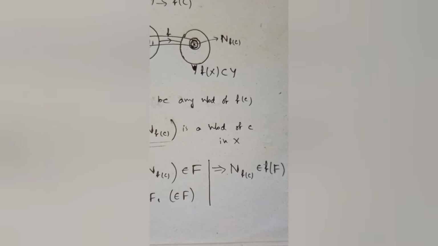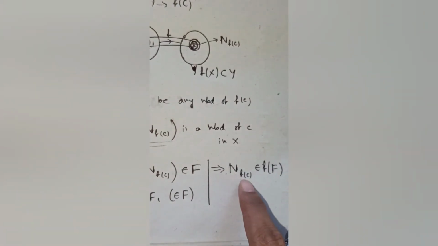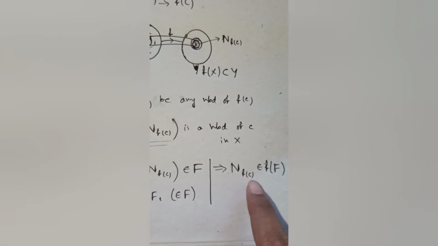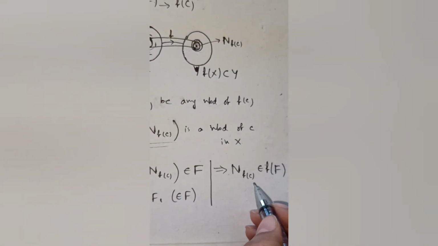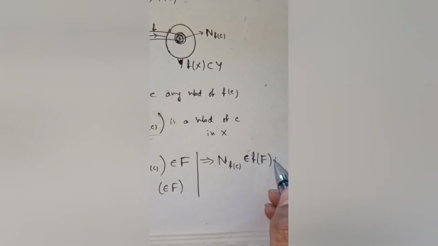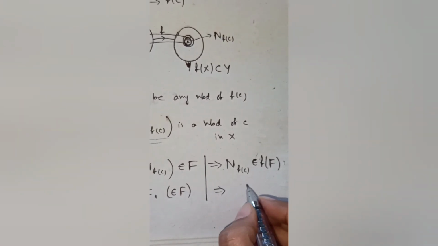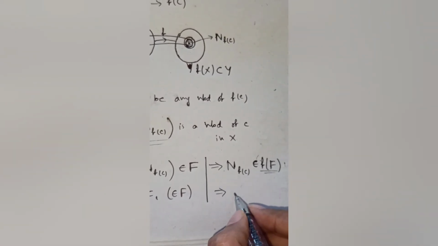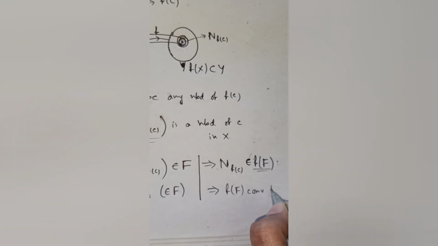Now since every neighborhood N of f(c) belongs to this filter in Y, that means this filter converges to f(c). This filter converges to f of c.